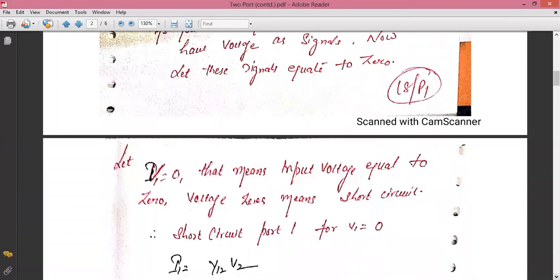Now see beta, just simply let V1 is equal to 0. That means input voltage is equal to 0. And here you have to remember one of the most important things: when current is equal to 0, that means open circuit. And when voltage is equal to 0, that means short circuit.